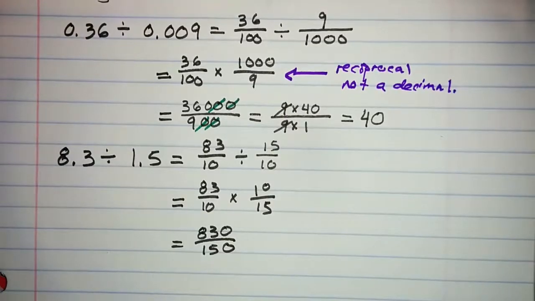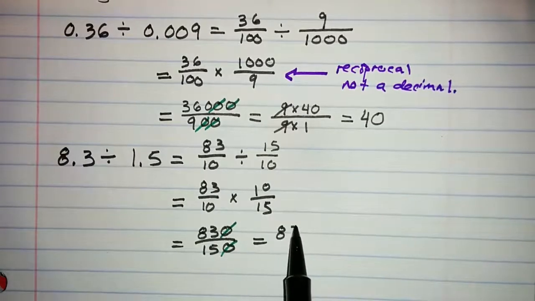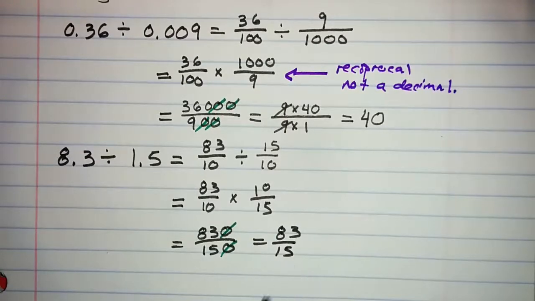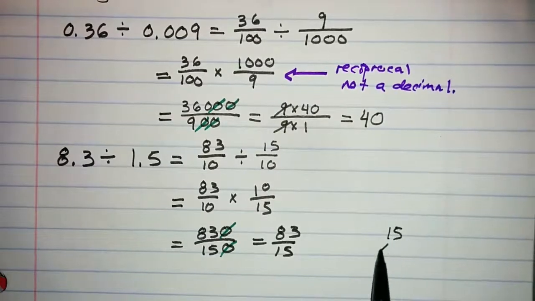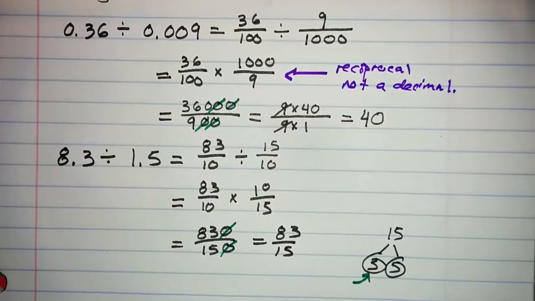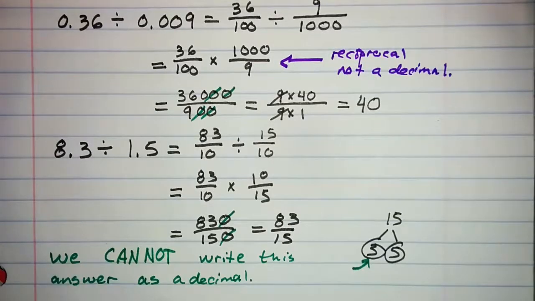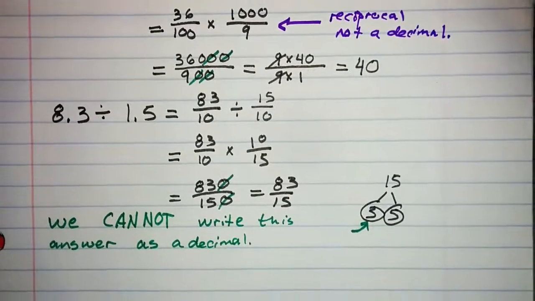We can still cancel out a common factor of 10, but now we've got 83 fifteenths. 83 isn't a multiple of 3 or 5. That's simplified as much as it can be, and even more than that, since 15 is 3 times 5, and 3 is neither a 2 nor a 5, we cannot write this answer as a decimal.